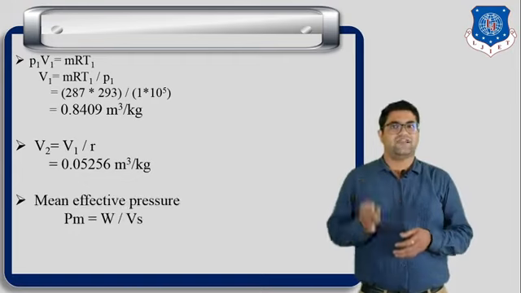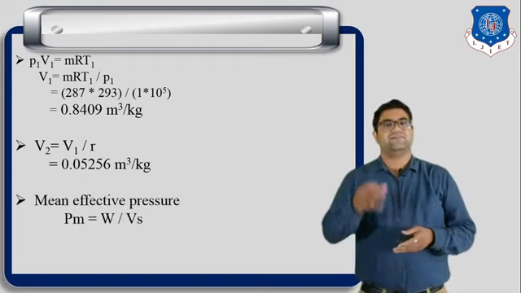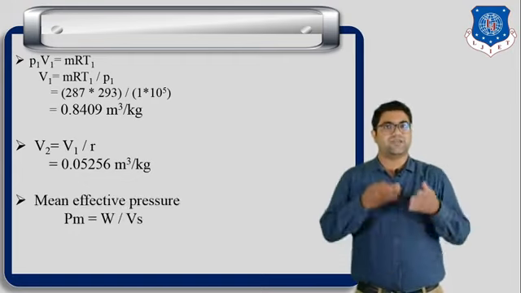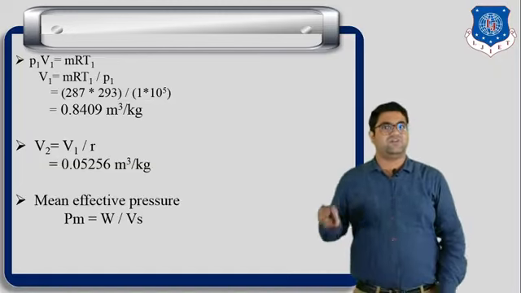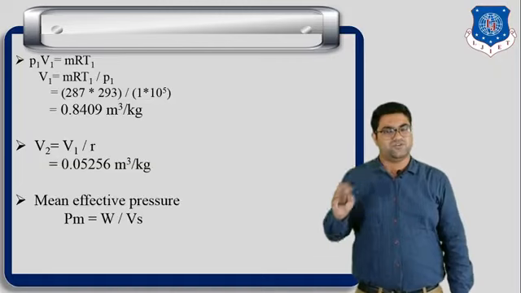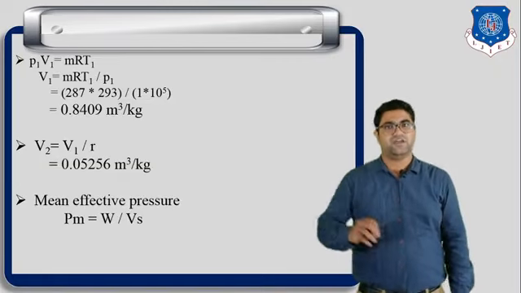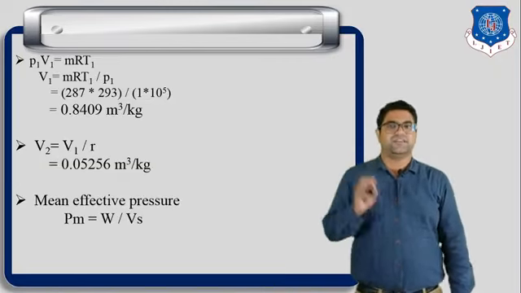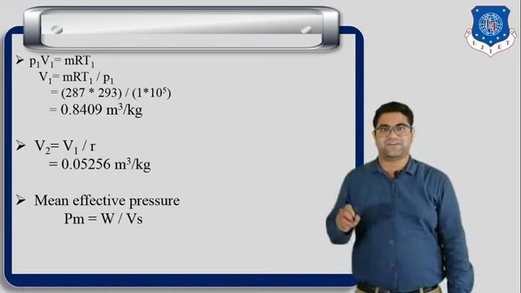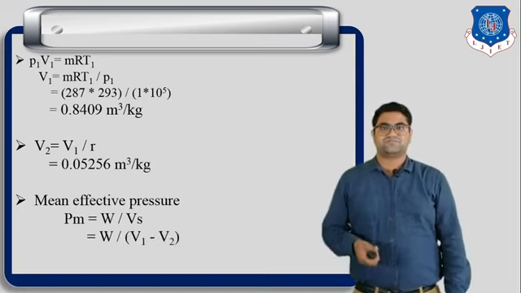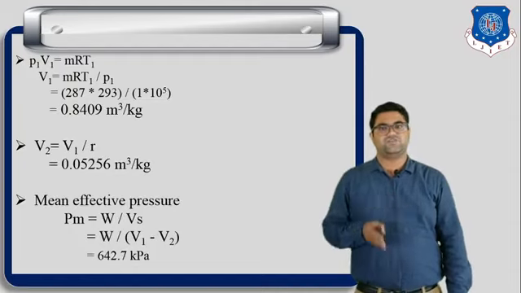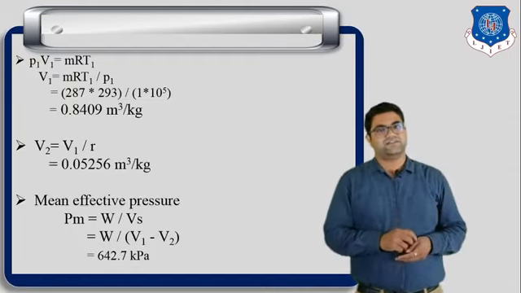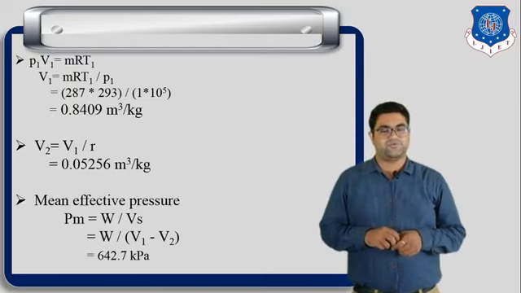So ultimately we can find the mean effective pressure as work done upon the swept volume. Swept volume is V1 minus V2, and work done we have already found. So we have the value of V1, the value of V2, and the value of W. So ultimately we can find the value of mean effective pressure. Okay, so the value of mean effective pressure comes to 642.7 kilo Pascal. So this is the value of mean effective pressure.